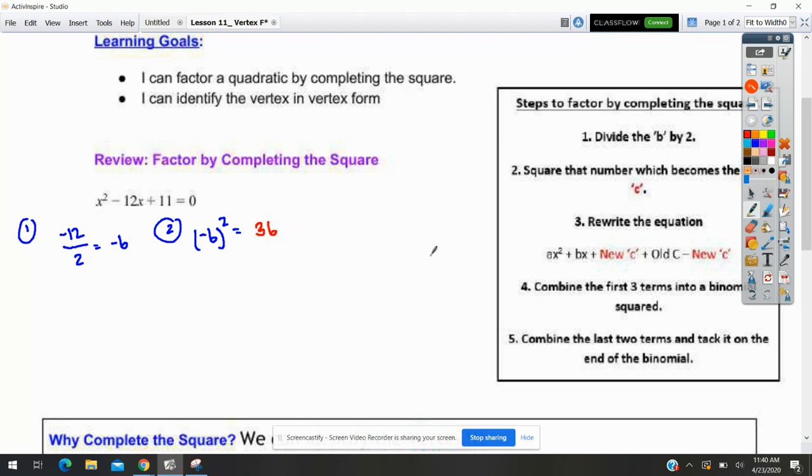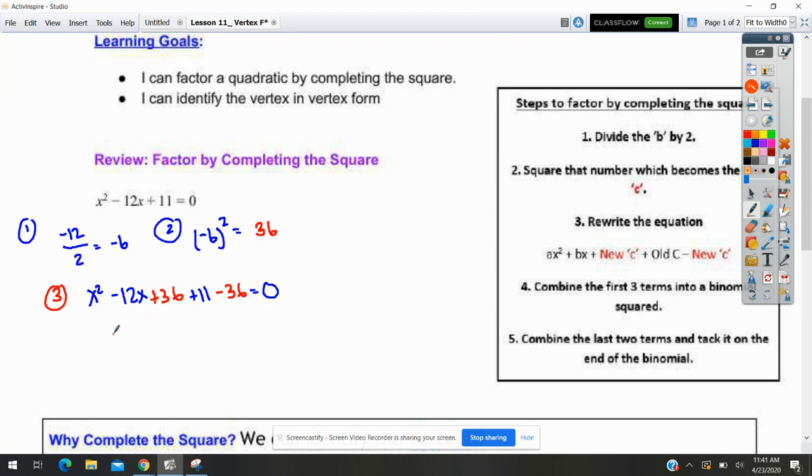Number 3, we're going to rewrite the equation. We're going to leave our x squared as it was, minus 12x. And here, we're going to add our new c value, which is the 36. Then write our old c value, which was 11. And remember, we have to subtract it because you can't just add a random number. And I'm just going to attach the equals 0 at the end.